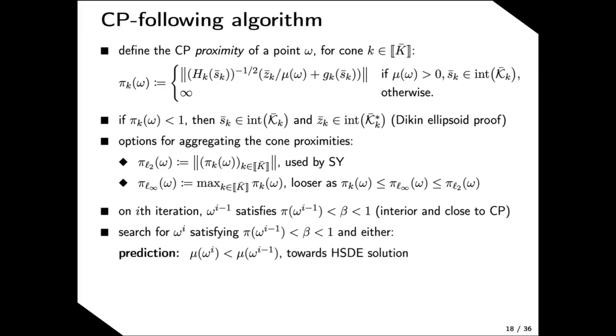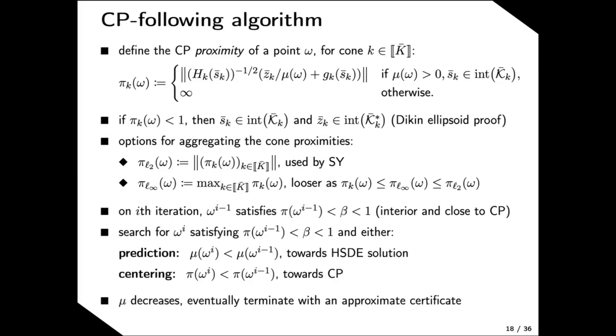central path. And we can do this either via a prediction step, which decreases the complementarity gap mu, and thereby takes us towards an HSD solution. Or we can do a centering step, which decreases the proximity, taking us towards the central path. And over the course of these iterations, mu will decrease, and eventually we're going to terminate with an approximate certificate. So let's derive those directions.